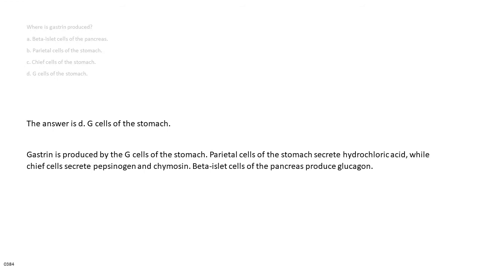The answer is D. G cells of the stomach. Gastrin is produced by the G cells of the stomach. Parietal cells of the stomach secrete hydrochloric acid, while chief cells secrete pepsinogen and chymosin. Beta-islet cells of the pancreas produce glucagon.